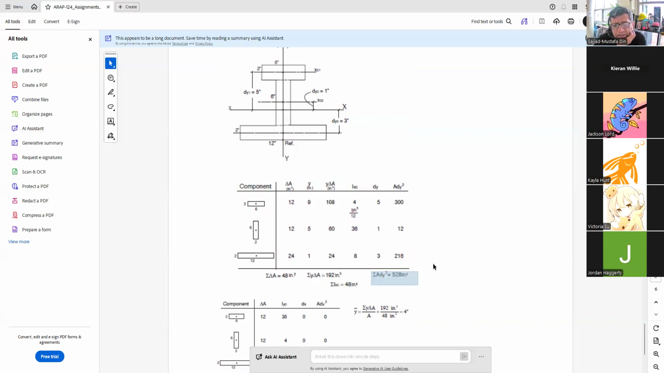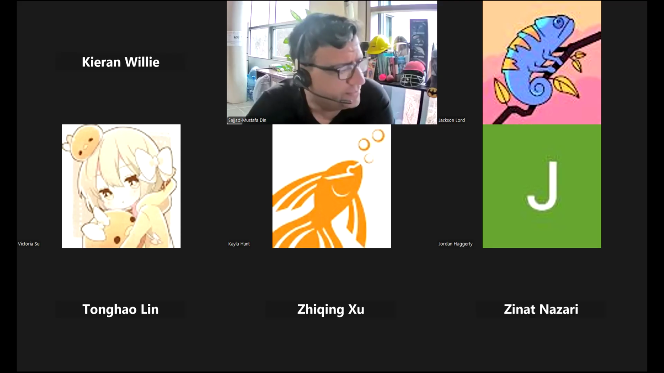So when you sum that, that's going to give you 528. And then when you sum y times the area, gives you 192. And then you sum the area, which is straightforward, gives you 48. Now, where do we get all of this?